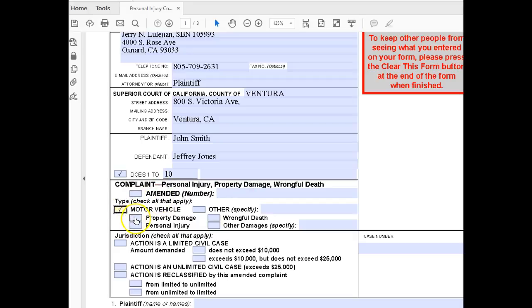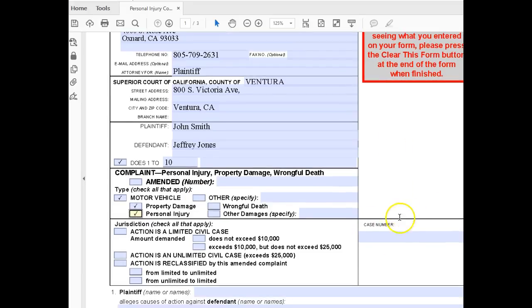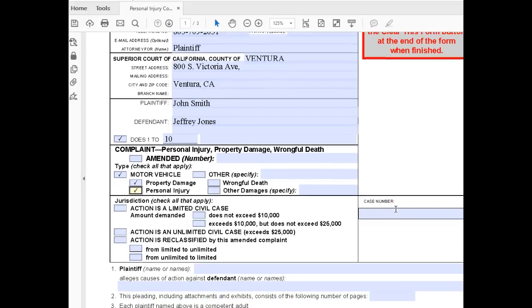It's going to ask for, let's see, property damage, personal injury. It's not wrongful death because nobody died. If we were asking for punitive damages, we might put that over here, but we're not. It's an ordinary accident. Over here is the case number. You will not put in the case number. That will be put in by the clerk. When you first file a document and you open up a new case, it's up to the clerk to actually stamp in the case number. You will not put that there.